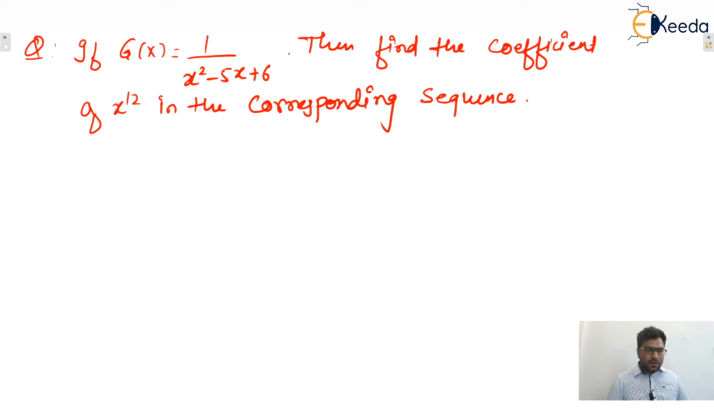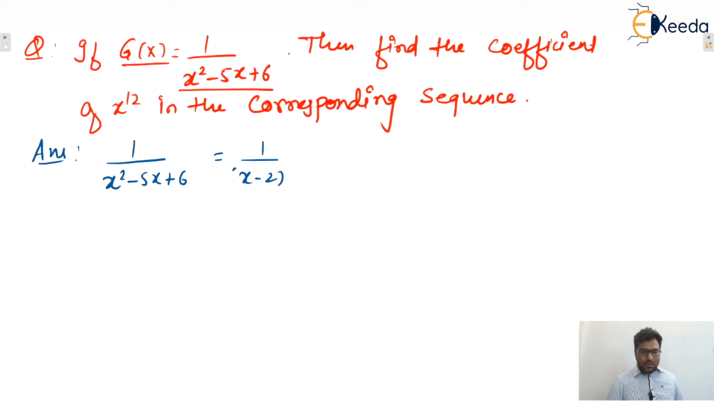Now you tell me, this generating function is given to you. Can we write this generating function in this format or not? 1 upon, what will be the factors? x square minus 5x plus 6. So we can say that the factors will be x minus 2 as well as x minus 3. Yes or no? Now apply partial fractions, and after applying partial fractions, this can be written like this. Yes, we can write it like that.